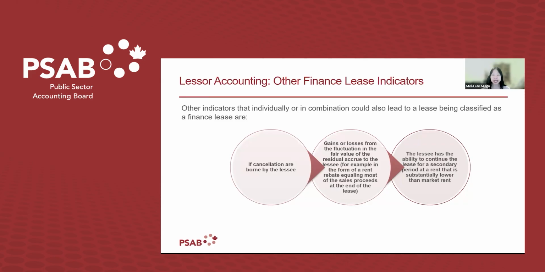Lease classification is made at the inception date and is reassessed only if there is a lease modification. Changes in estimates, for example, changes in estimates of the economic life or of the residual value of the underlying asset, or changes in circumstances, for example, a default by the lessee, do not give rise to a new lease classification for accounting purposes.